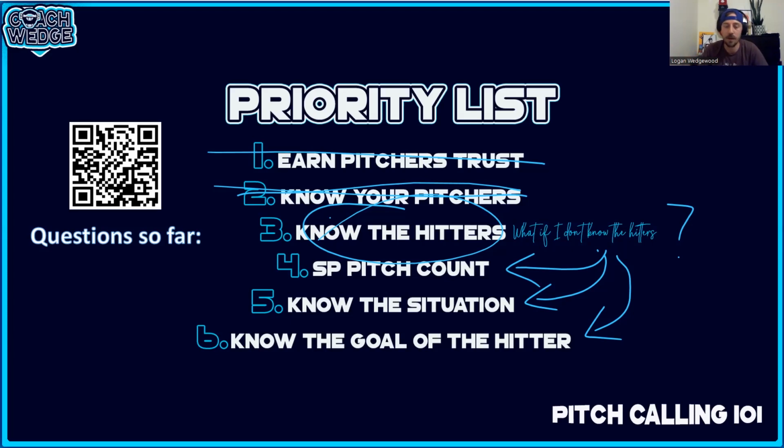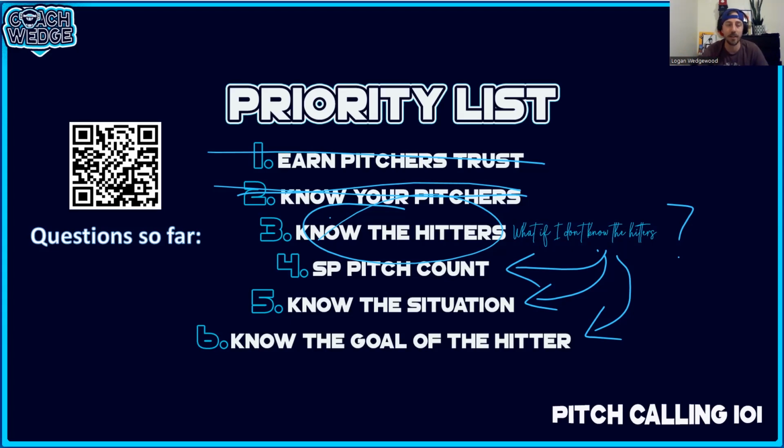Know the situation. And this one goes with the 6th. Know the goal of the hitter. So the situation and the goal of the hitter. We're gonna do some scenarios later on in the seminar here, but an easy one is like runner on third base, less than 2 out. The situation is that the batter wants to drive the run in, right? So what is the goal of the hitter in that situation?